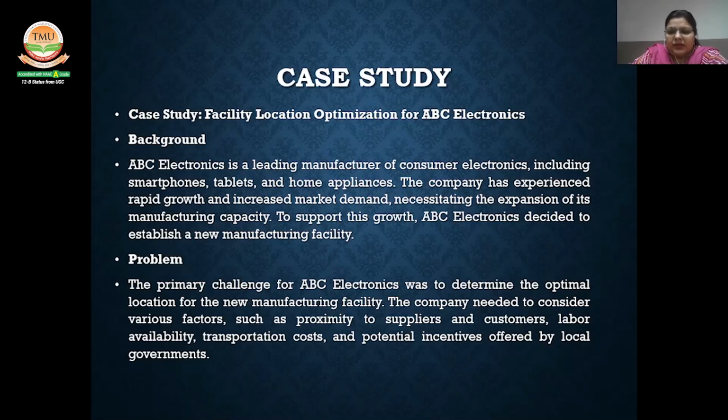Next one is labor availability. Obviously, a new unit wants skilled labor, so skilled labor should be there. Next is transportation cost. If the transportation cost is lower, they will try to use that kind of location. Next is potential incentives offered by the local government. If the government gives incentives to that kind of manufacturing facility, they want to use that kind of location.